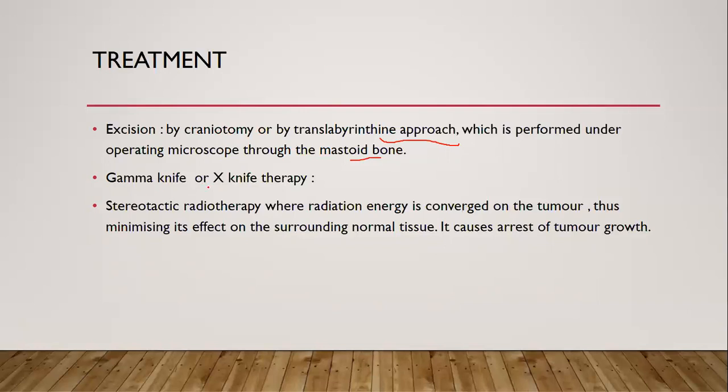Then gamma knife or X knife therapy. It is a stereotactic radiotherapy where radiation energy is converged on the tumor, thus minimizing its effect on the surrounding normal tissue. It causes arrest of tumor growth. Stereotactic means it is a three-dimensional form. That is the word meaning of stereotactic. So it is a three-dimensional approach in which we are trying to transmit the gamma radiation to the tumor cells. Through that we can prevent the metastasis or the invasion of these tumor cells to the nearby structures or tissues. Through that we can arrest the growth.